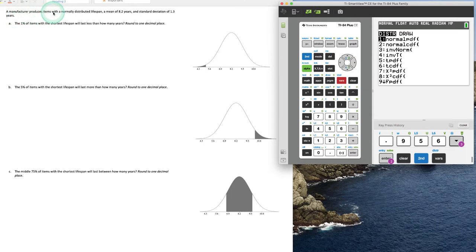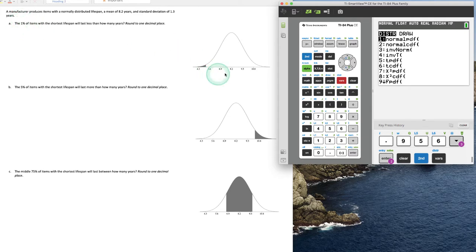A manufacturer produces items with a normally distributed lifespan, a mean of 8.2 years, and a standard deviation of 1.3 years. The 1% of items with the shortest lifespan will last less than how many years? Here, notice that the words less than mean area to the left, and the only way to get 1% with area to the left would be the left tail. So we want to find the value or the number of years that correspond to the smallest 1%.